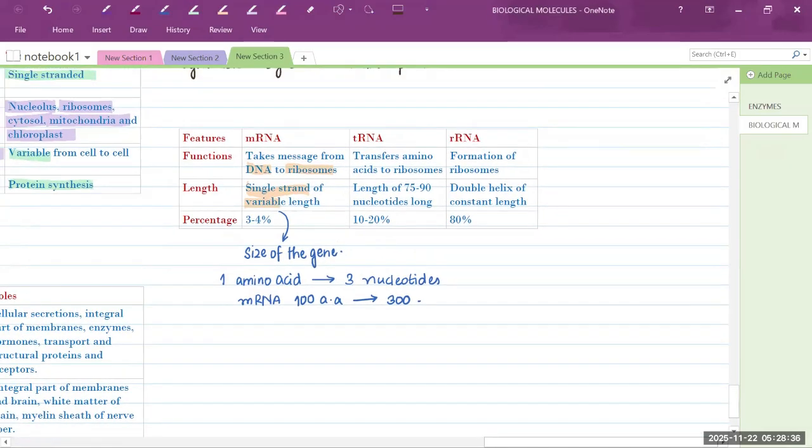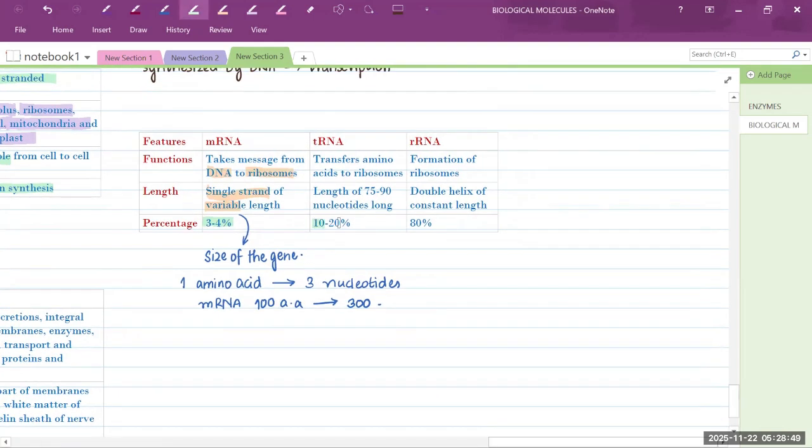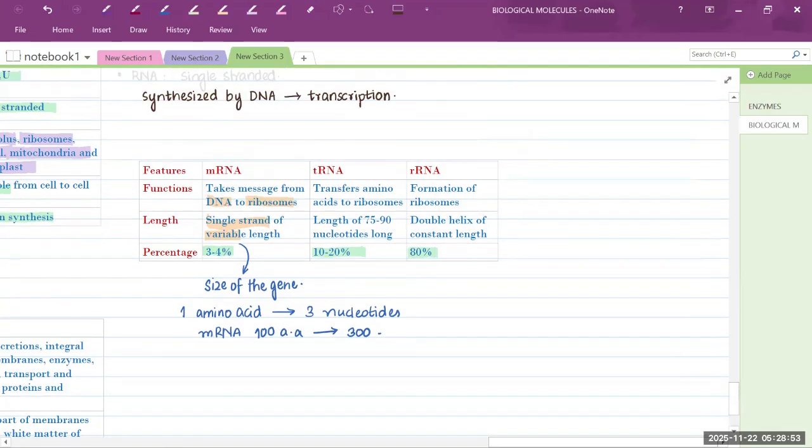Then you need to remember these percentages. mRNA is 3 to 4%. That is, the RNA which is present in the least amount is mRNA. Then it is tRNA, because we have 10 to 20%. Then it is ribosomal RNA, which is 80%.